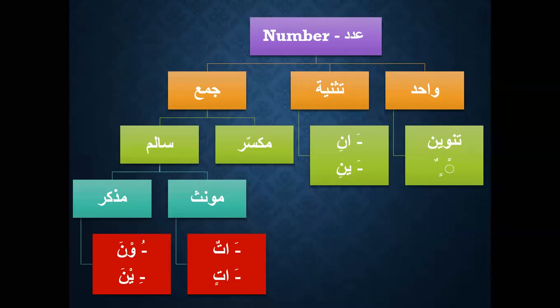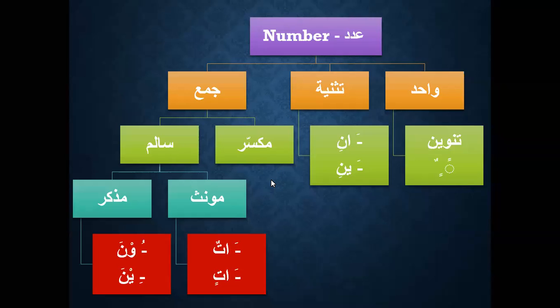So salim, muzakkar and muannas, feminine and masculine, they have different styles, different letters to be added right at the end. For muzakkar, it would be una, ina, ina. For muannas, it would be atun, atin, atin. Muslimatun, muslimatin, muslimatin. Sound feminine plural. And sound masculine plural is muslimuna, muslimina, muslimina.